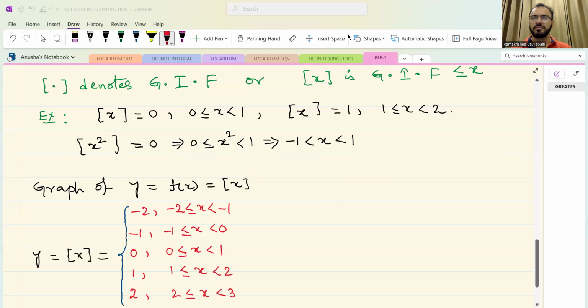So I hope you understand how to find the integral part of a number. You always choose the lower integer. The integral part of x equals n if x lies between n and n plus 1, where the left one is included and the right one is excluded. In the next video, I'll explain the properties of the greatest integer function, and after that, examples.